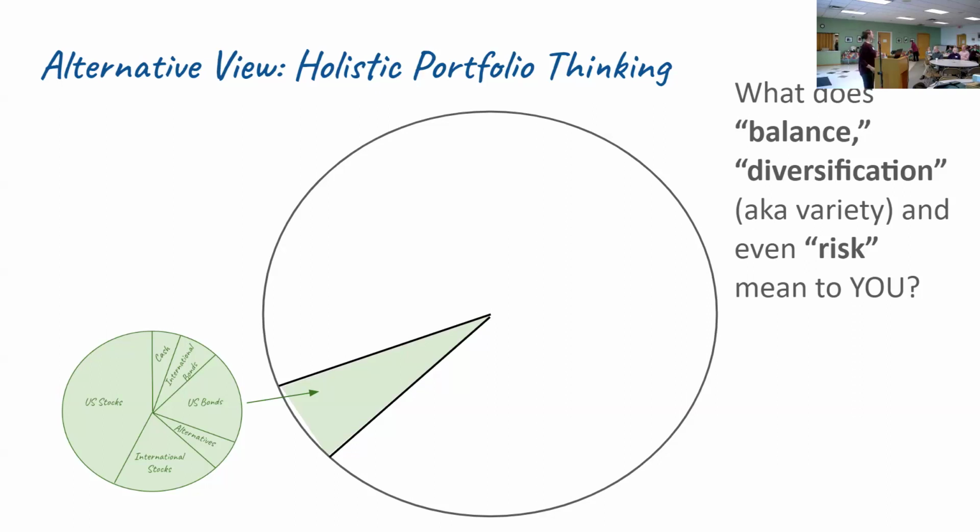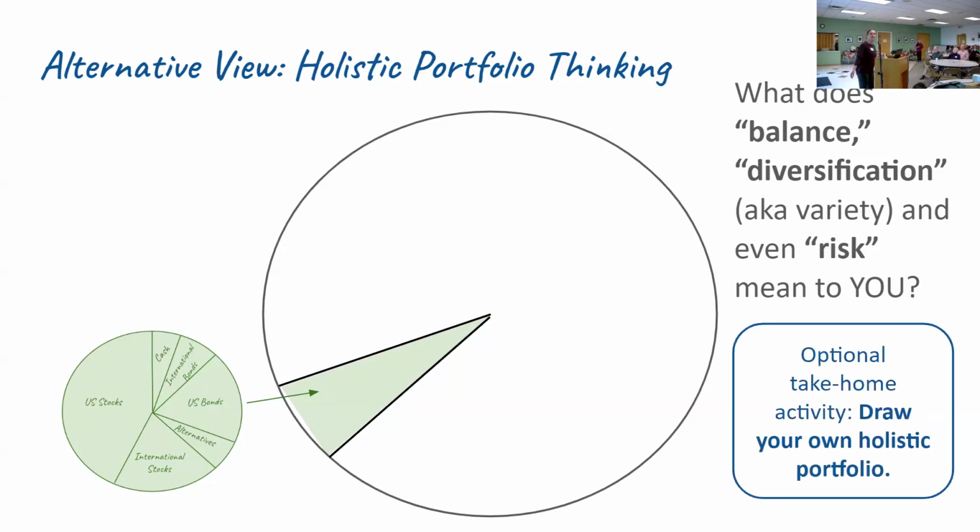And so there's an optional take-home activity for this talk, which is to invite you to draw your own holistic portfolio. And what I would recommend is truly starting with a blank piece of paper and doing it with a pen or marker or whatever, to unlock more of the creative side of your brain. So the opposite of an algorithmic input-output model, just truly what's in your heart, and see what comes out.